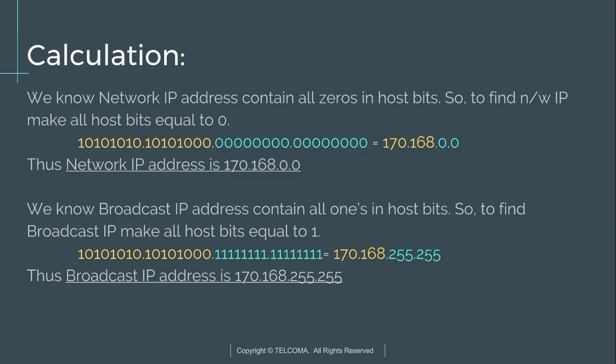So the network IP address is 170.168.0.0. Whereas to calculate the broadcast IP address, make all host bits equal to 1. Making the host bits equal to 1, we get 170.168.255.255 as the broadcast IP address.